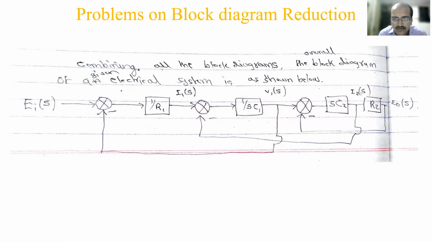Compared to the previous block diagram, the difference is we don't have G, H and all that term. Instead we have 1 by R1, 1 by SC1, SC2, like that terms. So you should carefully do the evaluation here while evaluating the minor feedback loop, applying the formula G divided by 1 plus GH. Everything you should do carefully.